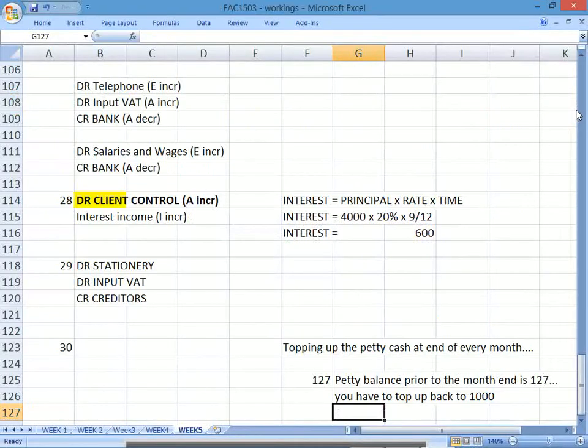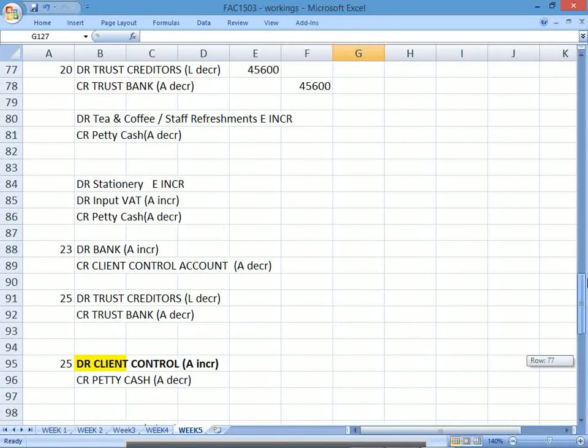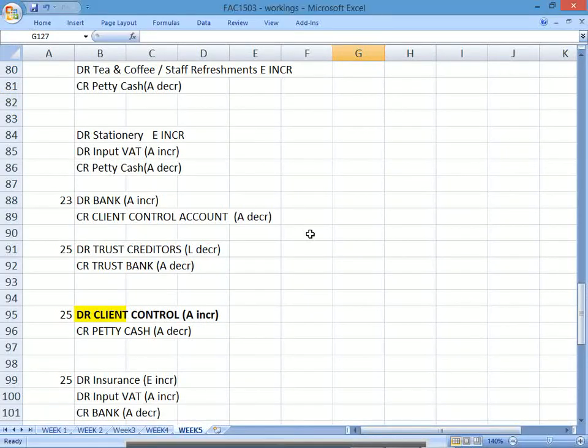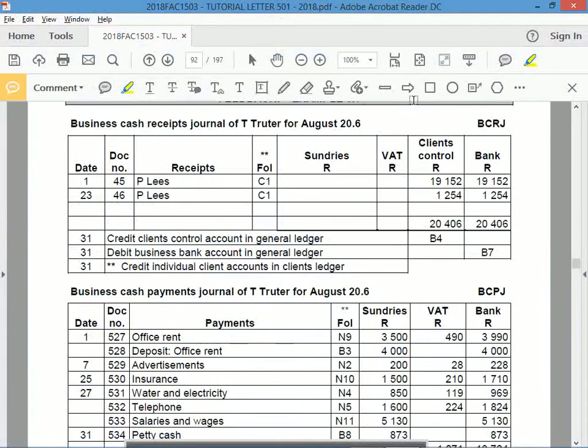This was the business cash receipts journal. Our business cash receipts journal recorded all our receipts. Okay, so here we had two, day 21 and day 23. Yeah, there's day 23. That was a receipt from our client's bank, debit bank, credit the client control account. Okay, so what am I doing in the business cash receipts? I'm debiting bank, because bank is going up, and I'm crediting the client control if I'm receiving money from them. Okay, wouldn't receive money from anywhere else. So that was the only one that we had there in terms of receipts, all receipts.